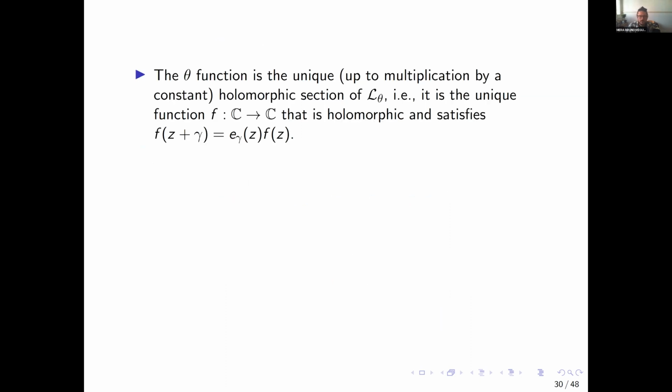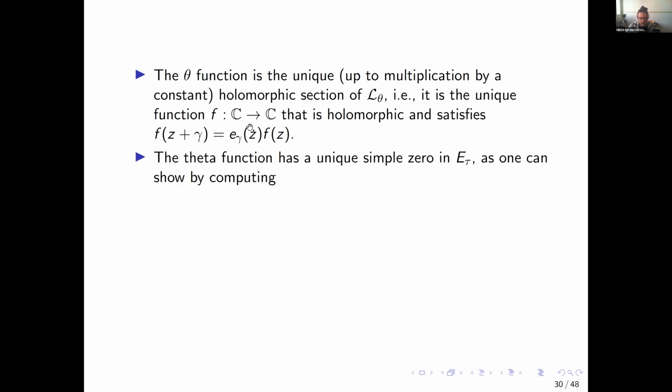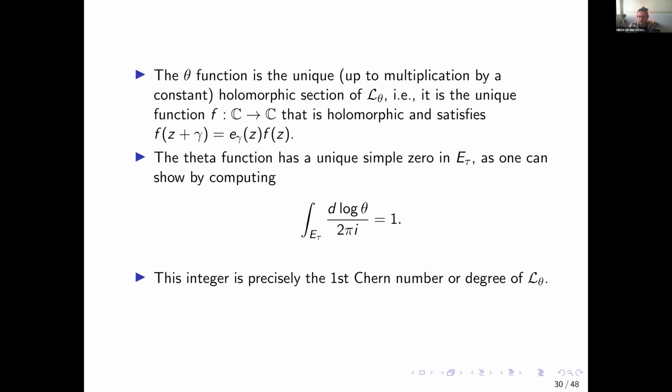The theta function that I wrote there, the Jacobi theta function, is the unique up to scale holomorphic section of this bundle. I.e., it is the unique function which is holomorphic and satisfies this transformation form. And the theta function has a unique simple zero over the torus, and one can show this by computing the integral of its logarithm. And actually, what you're computing is the first Chern number, or degree, of this line bundle.